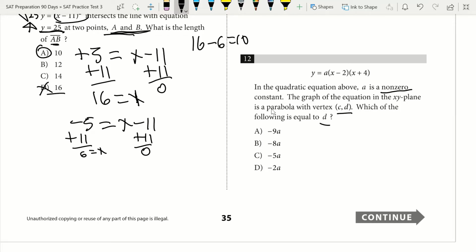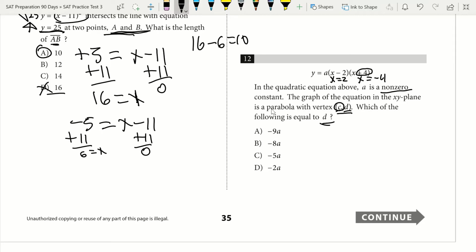All right, well, what we know is that D is going to be our vertex. So the graph of the equation in the quadratic equation above. Okay, so what we can say is we can find this C coordinate because we're given our zeros, right? So we know that our zeros have to be at x equals 2 and at x equals negative 4, right?